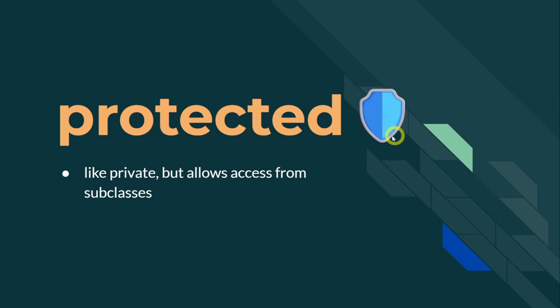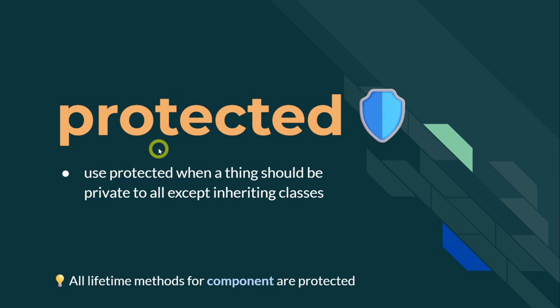Next we have protected, and protected is a lot like private. It's meant for things that aren't accessible to other classes, but it is meant to be used by subclasses. A lot of the time you might write protected for a private method that you intend to be overwritten, like in an interface or an abstract class. Use protected when a thing should be private to everything except for the inheriting classes, like I said.